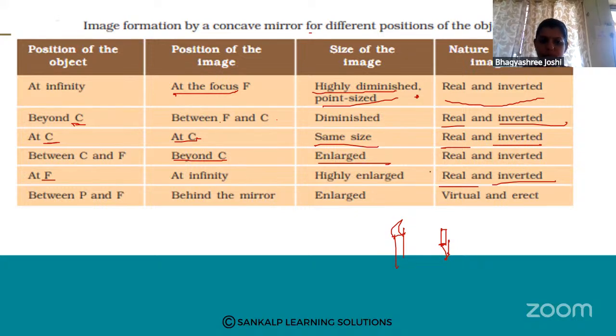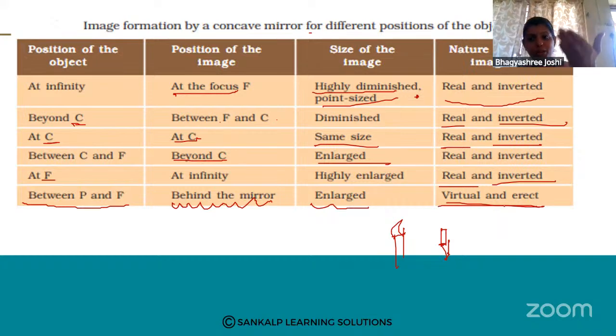When you keep an object between P and F, in that condition only, the image will form behind the mirror. So this is important. When you keep the object between P and F, then the image will form behind the mirror and it is enlarged, virtual and erect. When you get the image behind the mirror, it is called virtual. When you get an image on the screen, it is real. Here we are getting the image behind the mirror. That is virtual and it is erect. Erect means what? Upright, straight. That is virtual and erect.